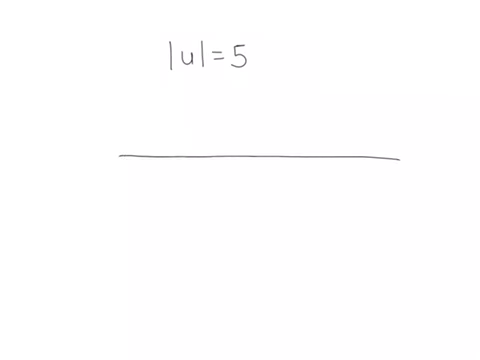In this video, we're going to look at how to solve absolute value equations. First, let's just go back to what the absolute value means. The absolute value of a number tells us its distance from 0 on the number line. So when this equation says the absolute value of u equals 5, we're asking what number is 5 units away from 0 on the number line.